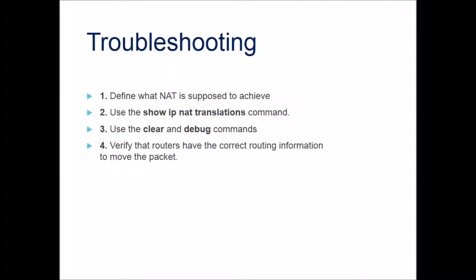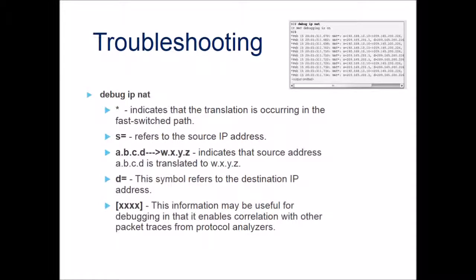Step 4. Review in detail what is happening to the packet and verify that routers have the correct routing table to move the packet. We can use the debug ip nat command to verify the operation of the NAT feature by displaying information about every packet that is translated by the router. The debug ip nat detailed command generates a description of each packet considered for translation. With this command, we can get information about errors or exception conditions.